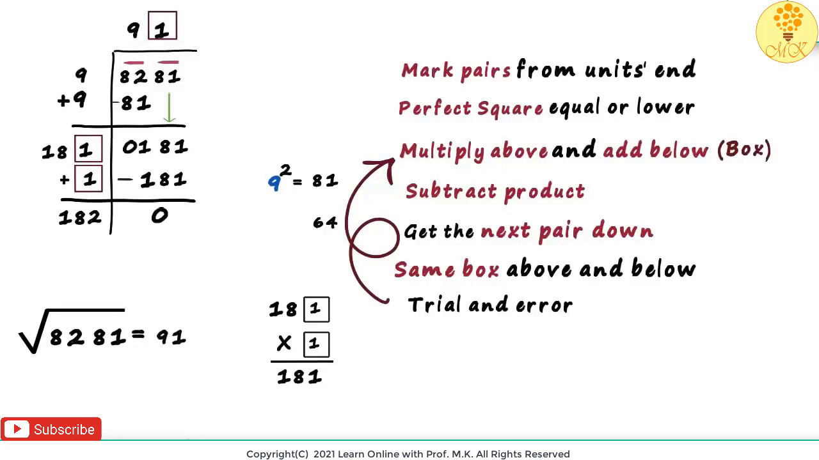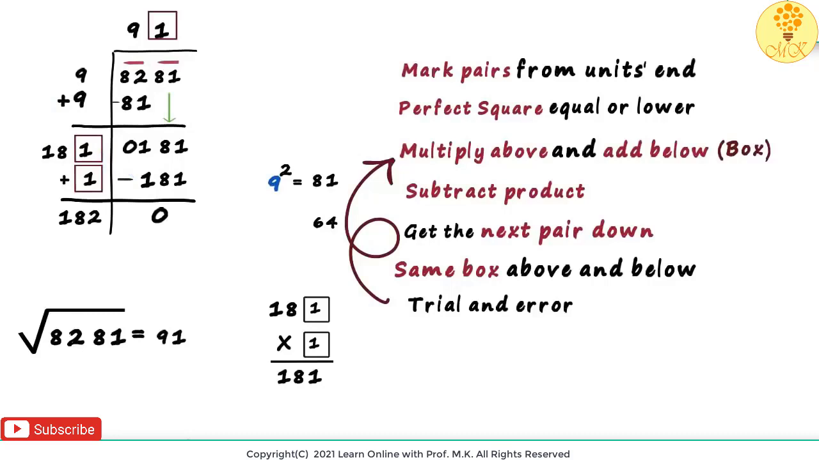Let's review what we just did. We marked pairs from the unit's end, which gave us two pairs, 82 and 81. Then we choose a perfect square which is equal to or lower than the leftmost pair, 82. We found out that 81 is the closest square. We write its square root to the left. Then we multiply it above. 9 multiplied by 9 equals 81. And added below, 9 plus 9 equals 18. And with 18, we leave space for one more digit.